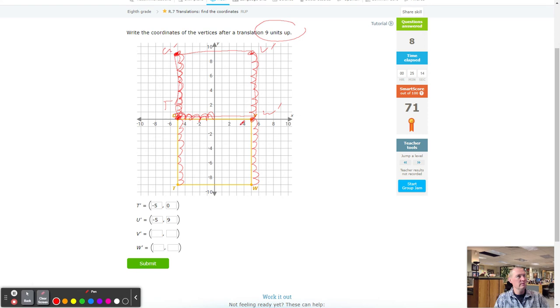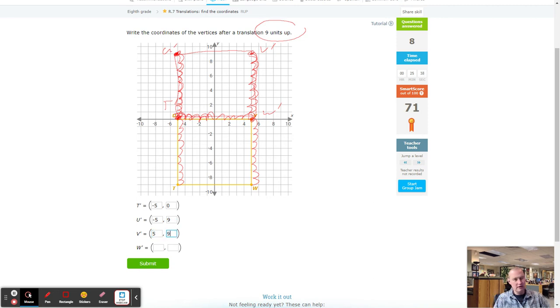V prime, it looks like we need to count to the right. Counting to the right is going to be 1, 2, 3, 4, and 5. And up 1, 2, 3, 4, 5, 6, 7, 8, and 9. So +5.